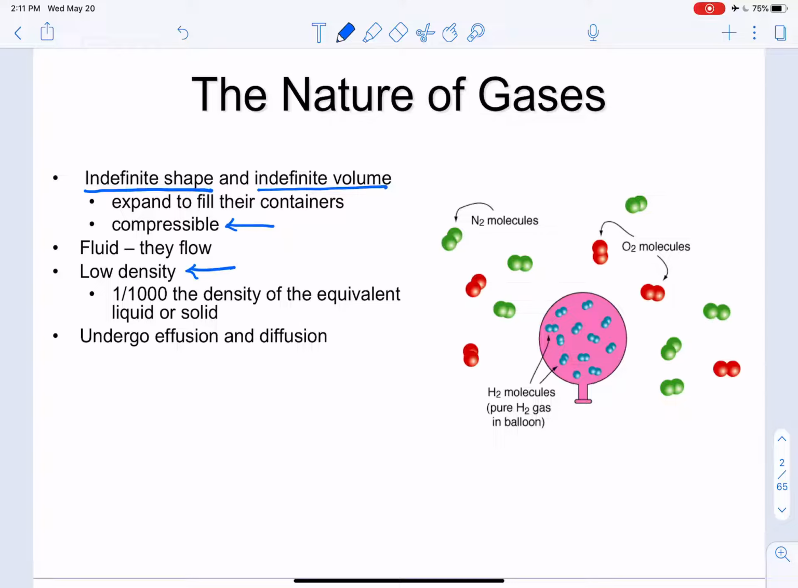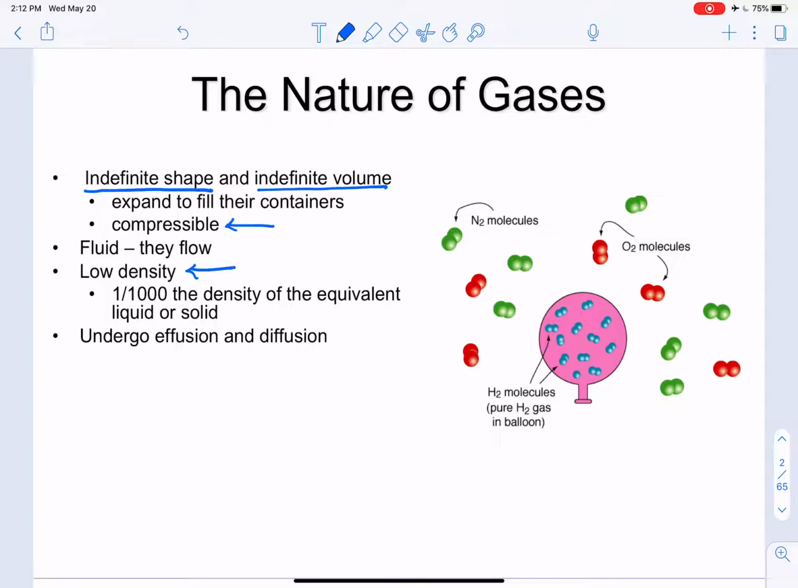So there isn't very much mass in the amount of space that they're taking up because, first of all, our gas molecules are really small compared to other molecules, and there's a lot of nothing there, so you don't have a lot of mass in that space. So that means that they're 1/1000th the density of your equivalent liquid or solid, remembering that liquid and solid atoms or molecules are really, really close together. So you have a lot of mass and a little bit of space with those states.